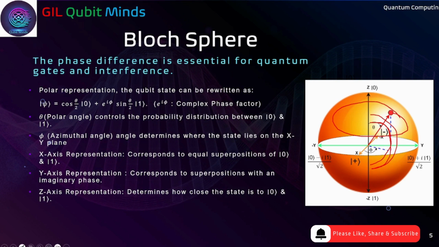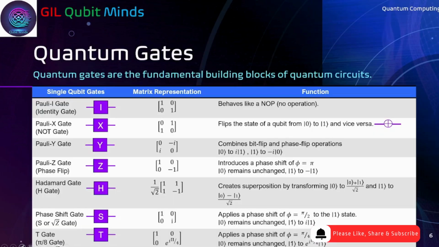Now we can move to the next slide. The important slide now is quantum gates. Quantum gates are the fundamental building blocks of quantum circuits. Now we'll see single qubit gates. This is just a short list of quantum gates, there are many more. Our first gate is the Pauli I gate, which we can also call the identity gate. This is the symbol represented in the quantum circuit.